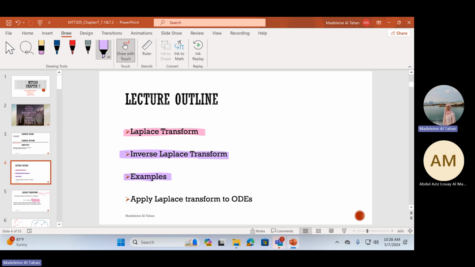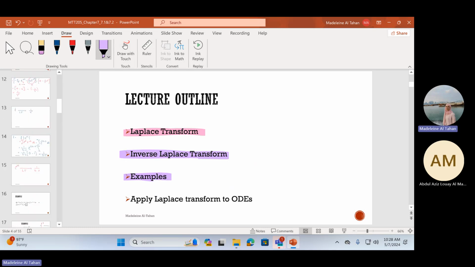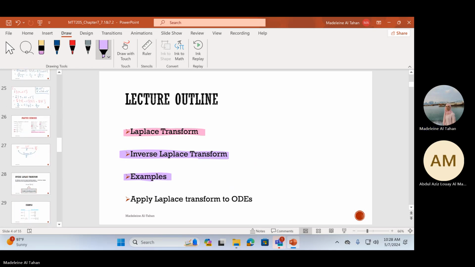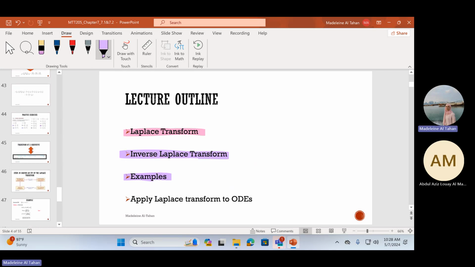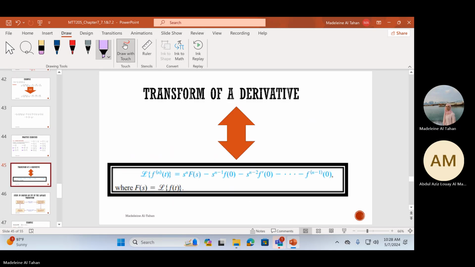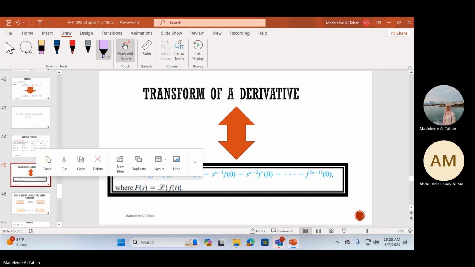But in differential equations, what do we have? Usually, at least we have either y prime, first order, second order, third. So we need to link the Laplace transform to the derivative before we apply it. So here we have the general formula of the derivative. Please do not write it this way. I will explain it as simply as possible.